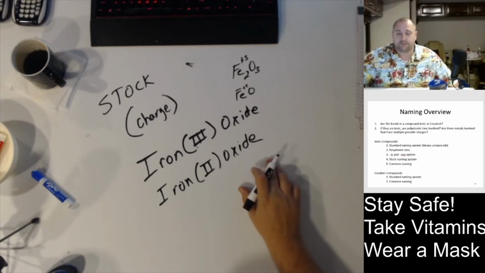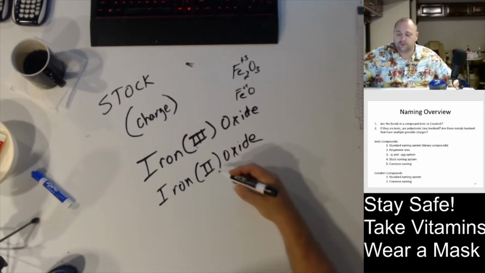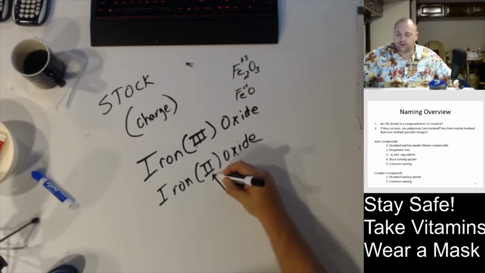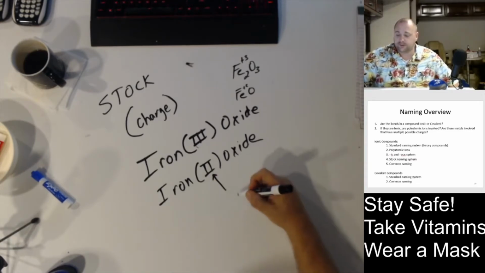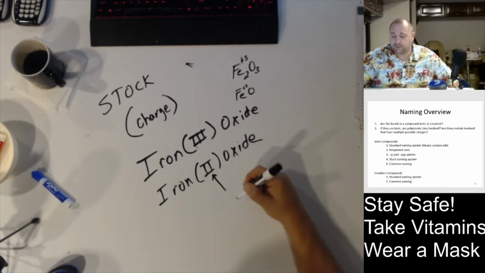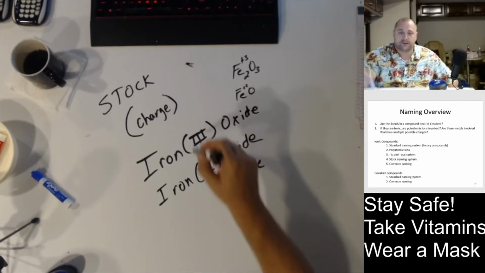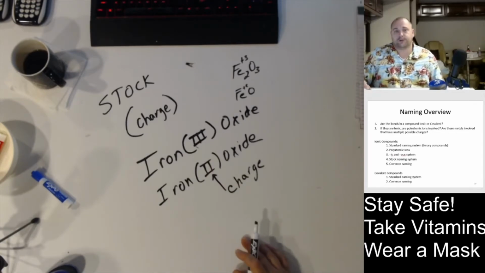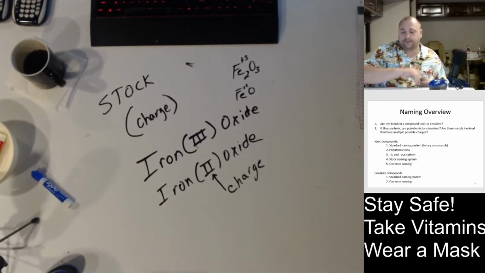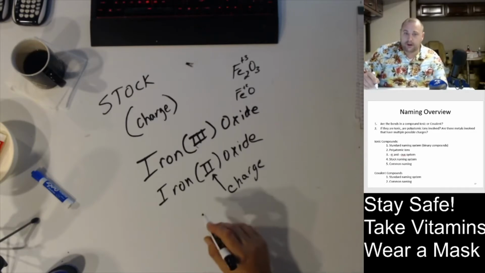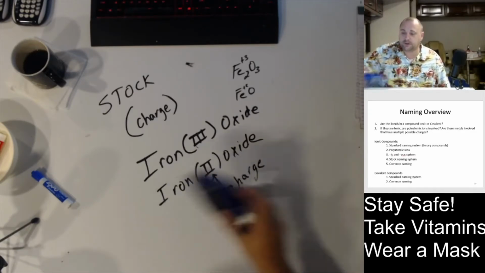Now, when I give this back to you on the test, and we try to go backwards from this system, it's really important that you remember that this 2 is telling me the charge. That's going to come back to haunt us. So if it's in the parentheses, it's the charge. Drill that in your head. All right. Now, the -ic and the -ous system is a little bit different.